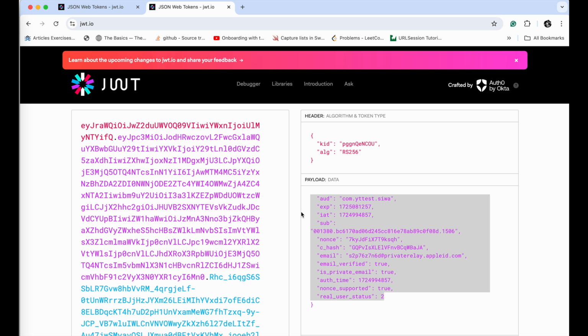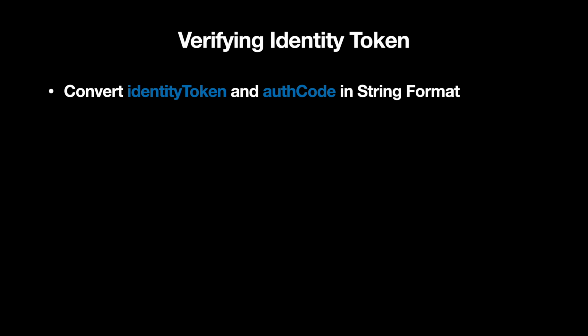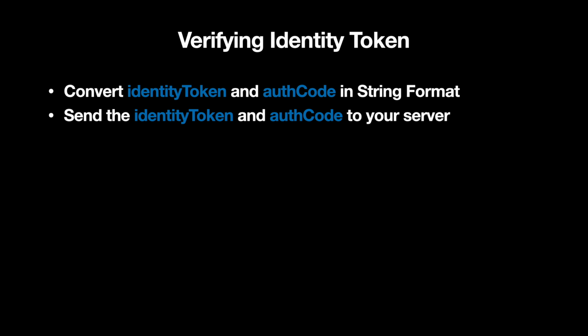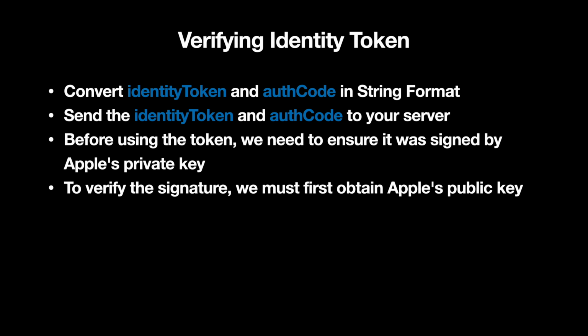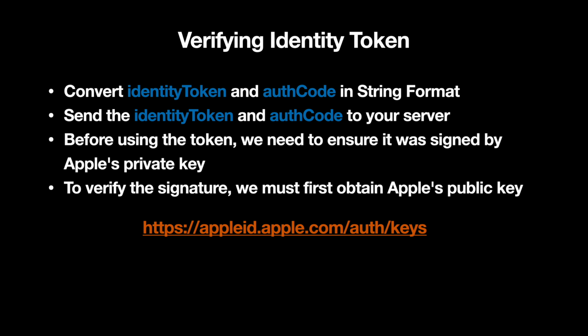Now let us try to verify this identity token as well. To verify the identity token, we need to convert the identity token and auth code to string format. Then we need to send both of them to our server. Before using the token, we have to ensure that it was signed by Apple's private key. To verify the signature, we have to obtain Apple's public key. And with the help of this URL, we can get the Apple public keys.